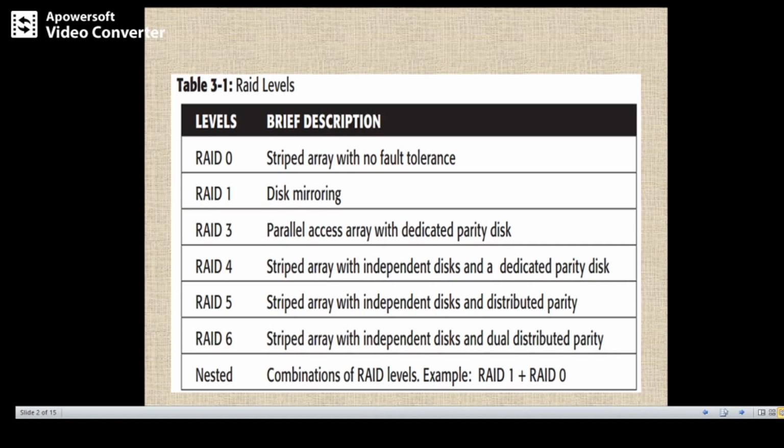RAID 1 is disk mirroring. RAID 3 is a parallel access array with a dedicated parity disk. RAID 4 is a striped array with independent disks and a dedicated parity disk. RAID 5 is a striped array with independent disks and distributed parity. RAID 6 is a striped array with independent disks and dual distributed parity. And the last one is nested RAID, which is a combination of RAID 1 and 0.